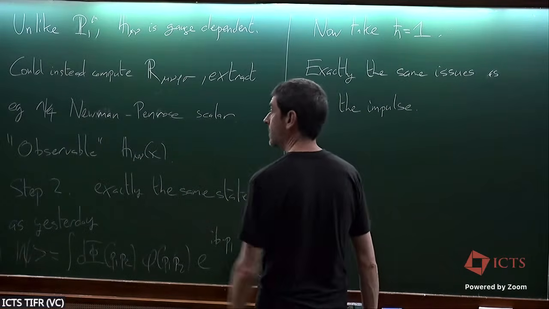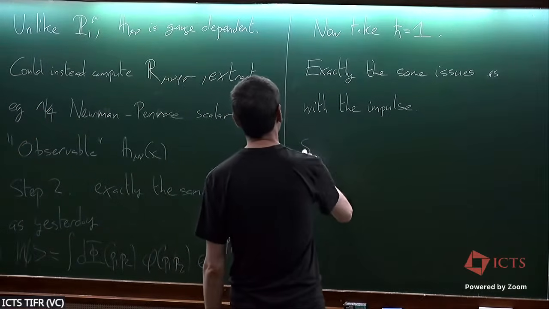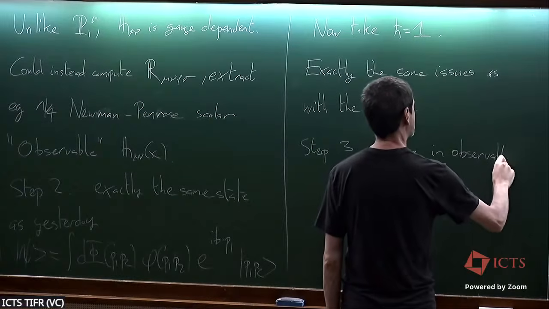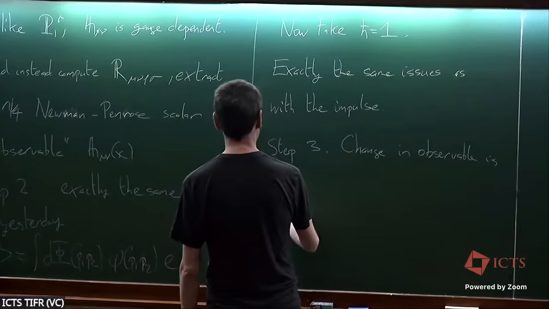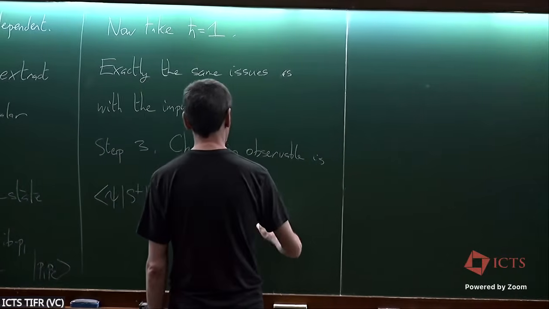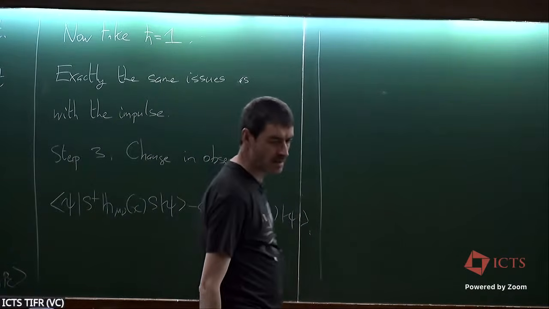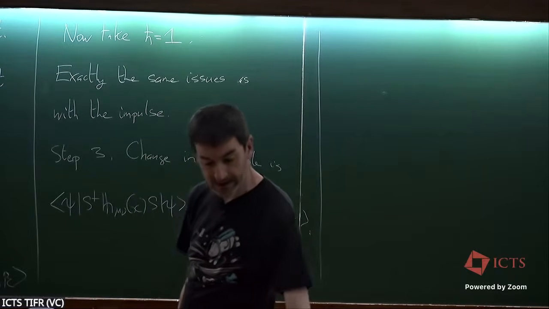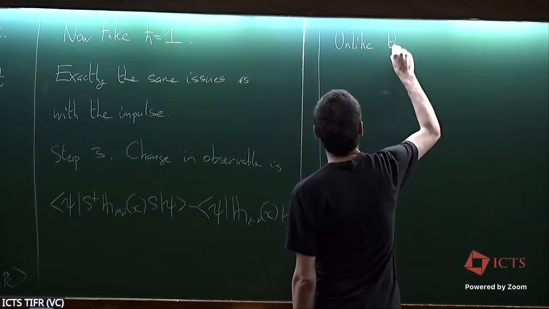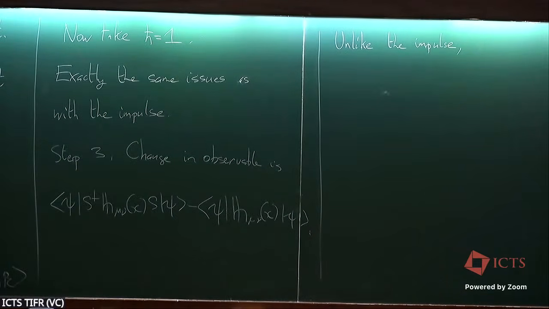Okay, very good. So the third step is to say, well, my final state is S psi, so I can compute the change in my observable. It's psi S dagger h mu nu of x S psi minus psi h mu nu of x psi. Now here there's something a little bit different to yesterday. In the case of the impulse, we cared about both terms, but in the case of the waveform, the second term here is just zero.